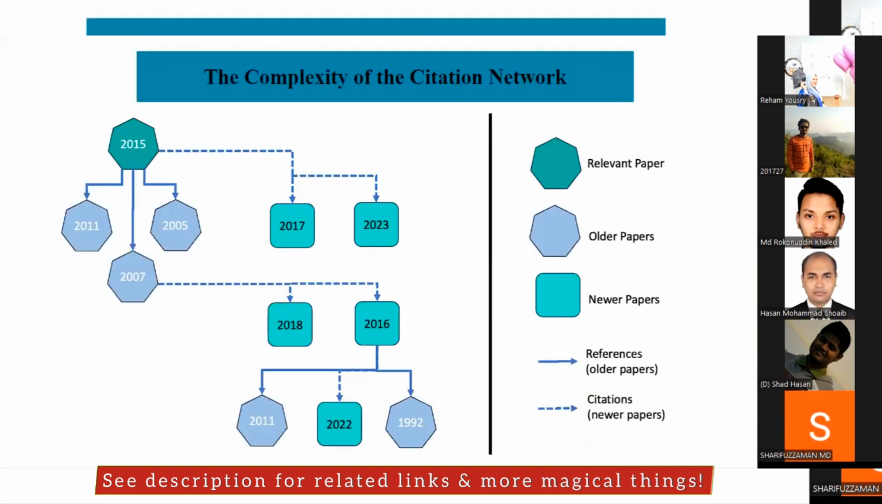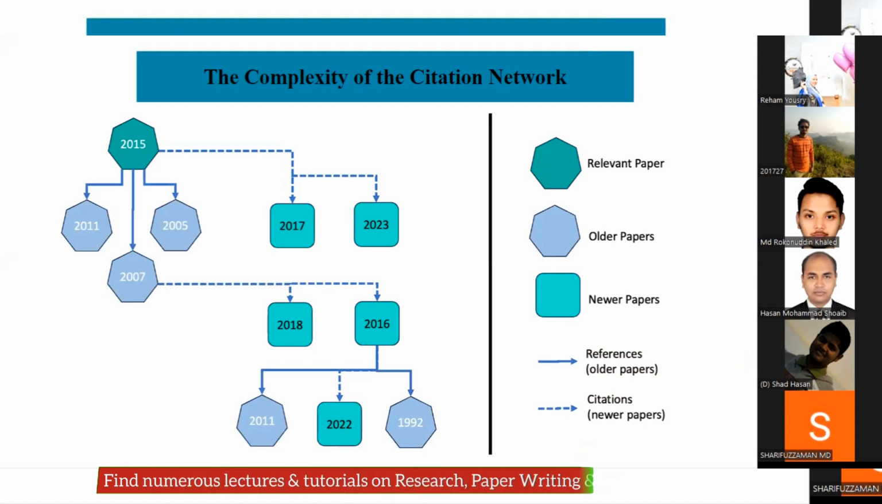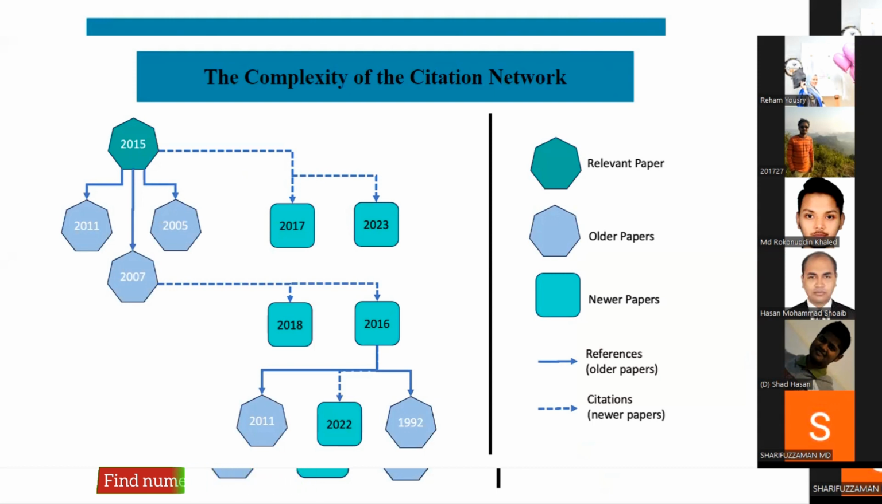Let me explain this more clearly. The paper is published in 2015. You can get the 2011, 2005 and 2007 papers easily, but you cannot find the relevant papers that were published in 2017 and 2023. Similarly, if the paper is published in 2007, you miss the relevant information published in 2018 and 2016. And again, that 2016 paper has references from 2011 and 1992, but it misses the main information that was published in 2022.